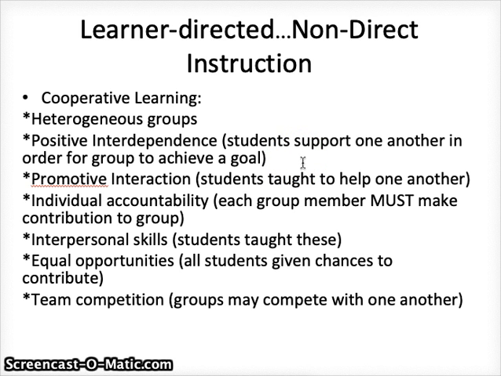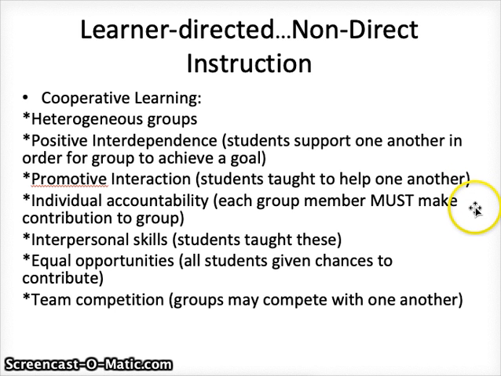Promotive interaction has to do with students helping one another. If all the students in the group, let's say, score a certain percentage on the test when it is eventually given, then they get a reward of some sort, for example. So that kind of increases the motivation for students to really help one another in reaching that group goal.